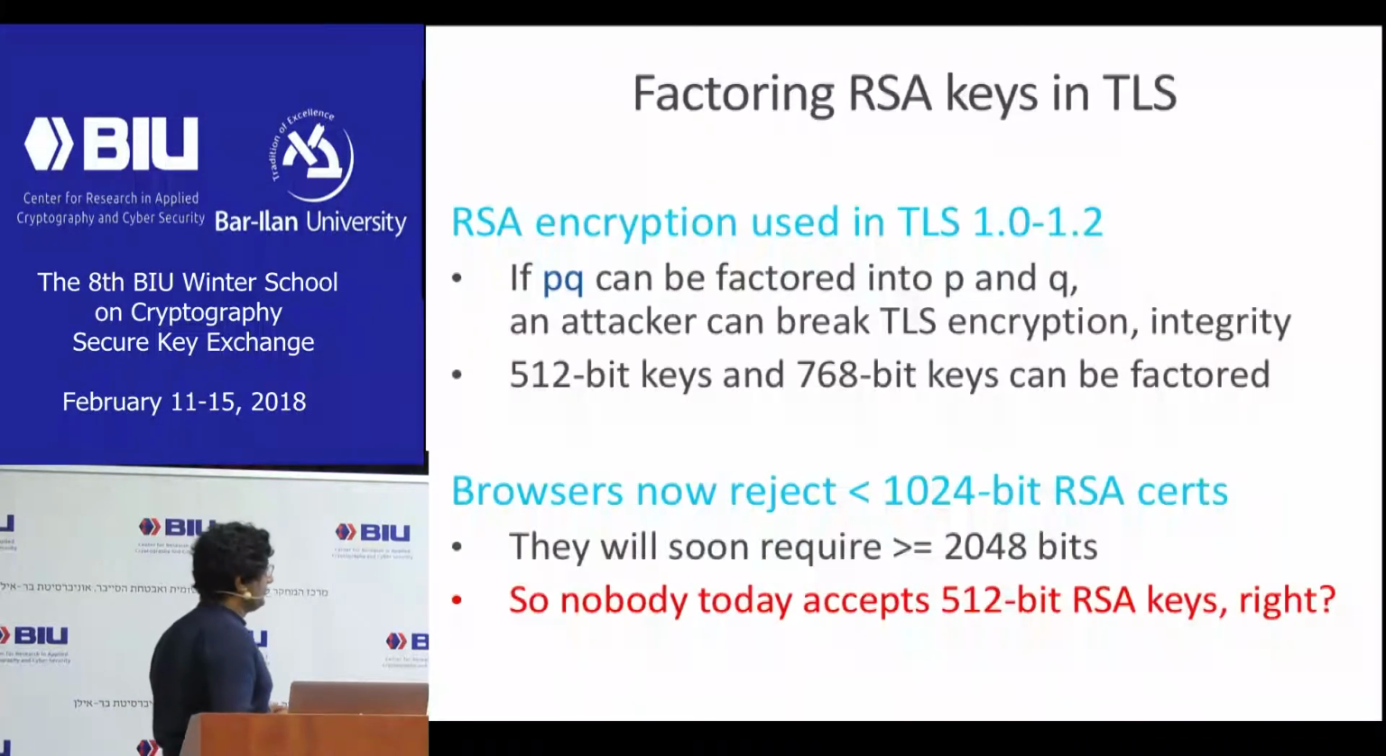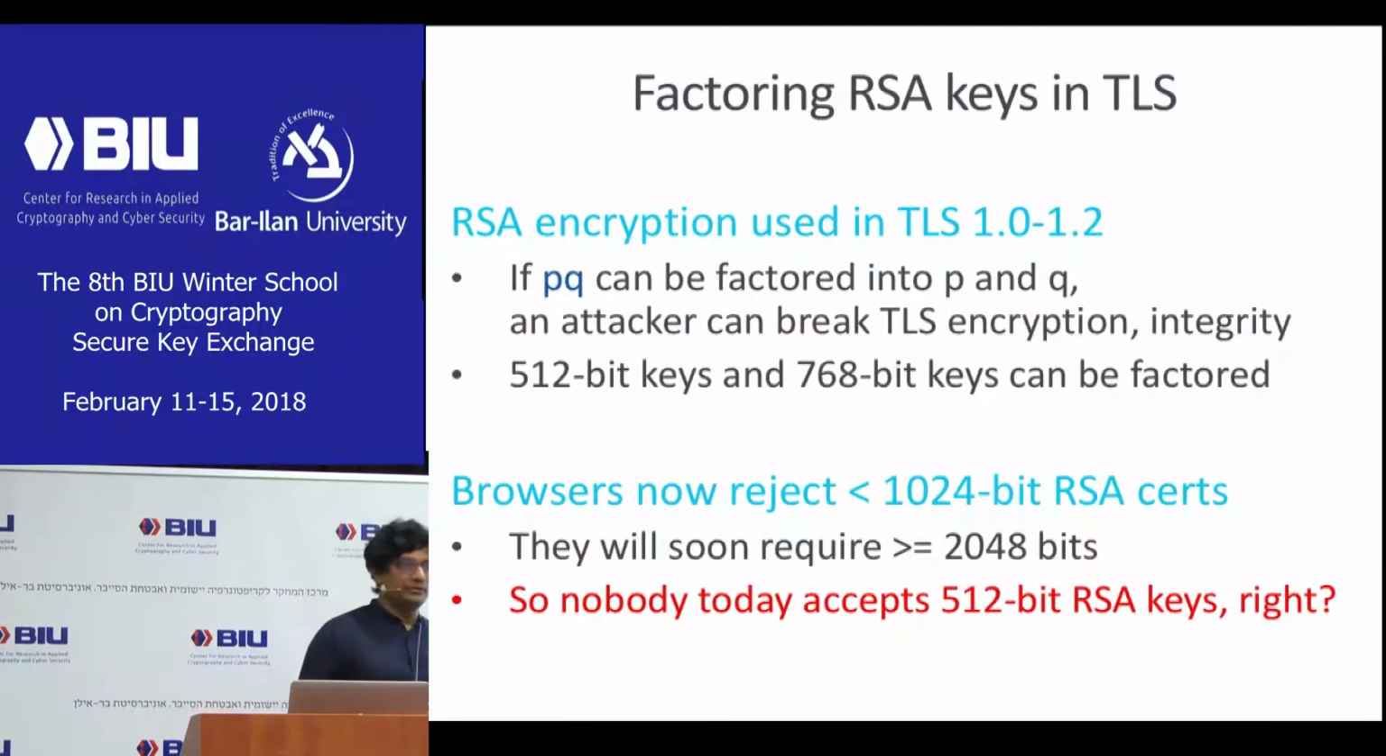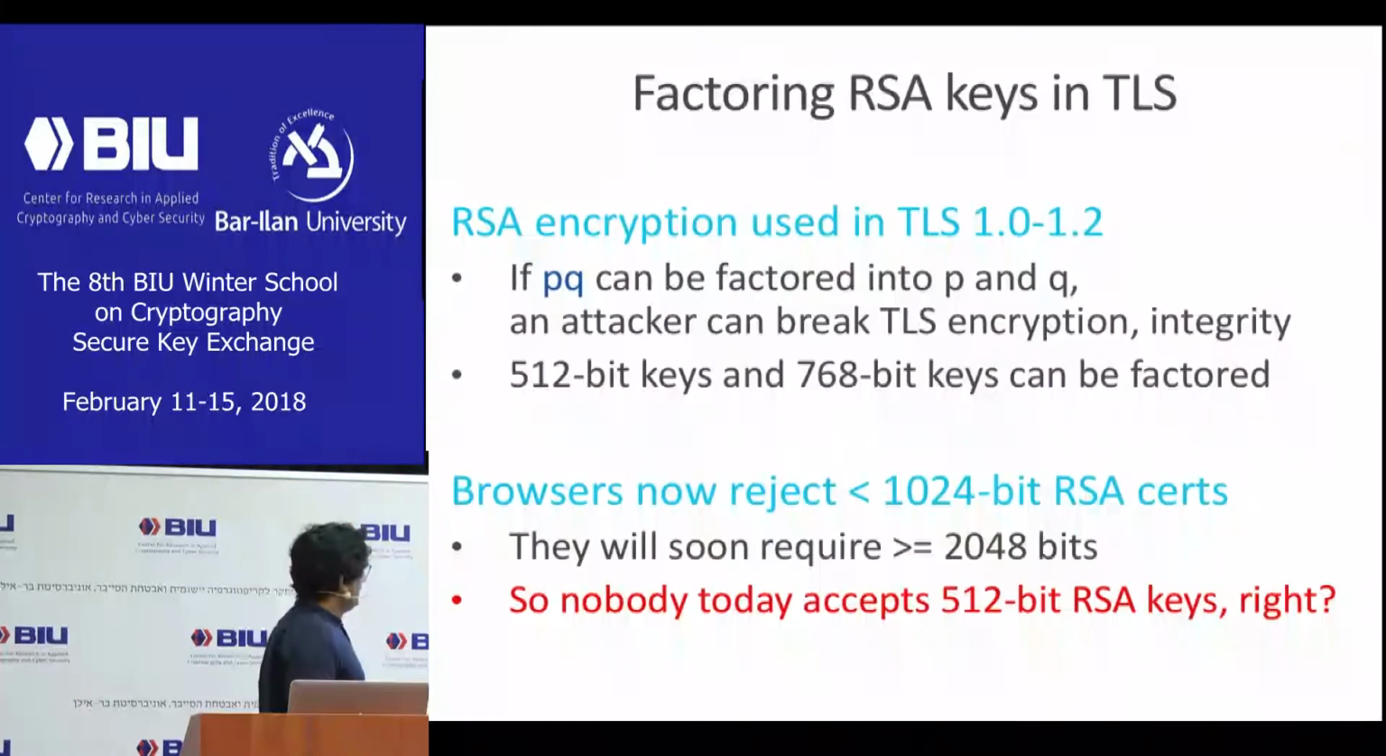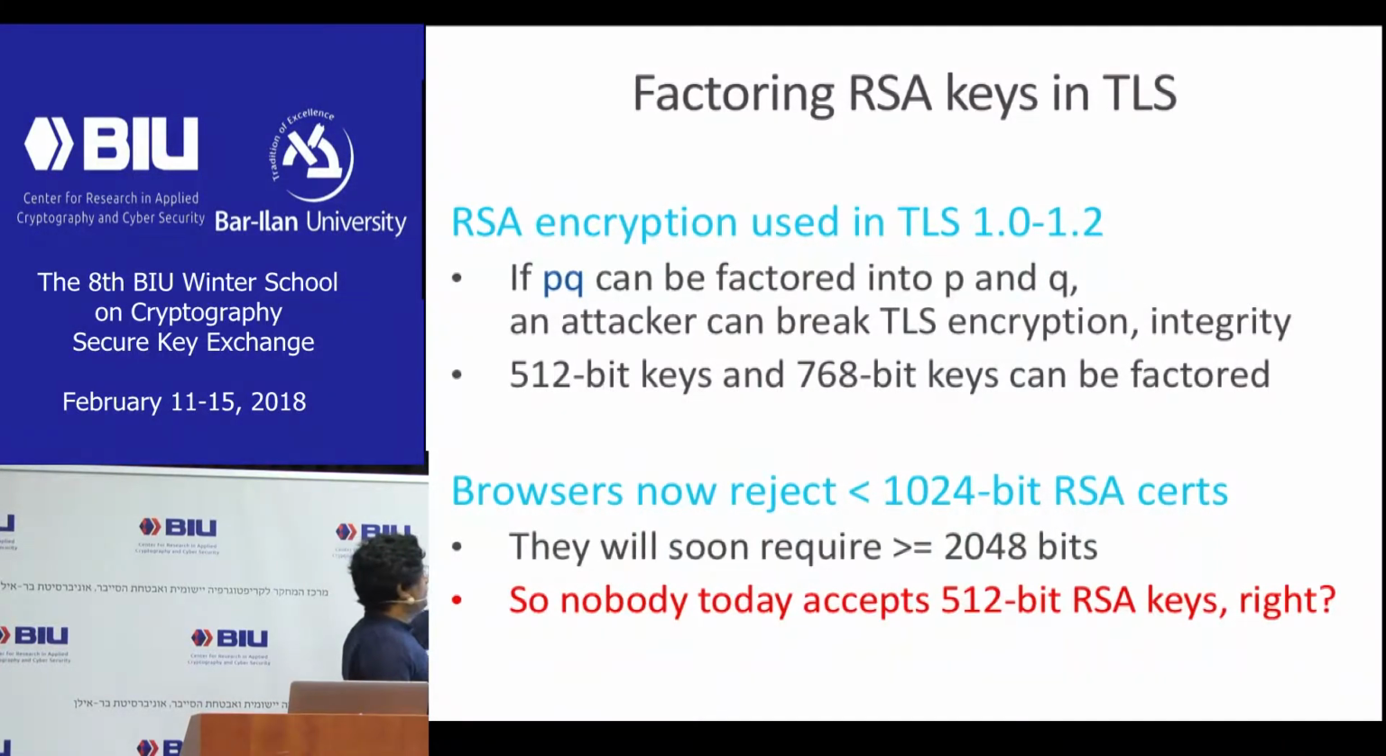Okay, so what if you can factor the RSA keys in TLS? Right, so RSA encryption is used only up to TLS 1.2. TLS 1.3 does not use it. And if PQ can be factored into P and Q, obviously an attacker can immediately figure out what the PMS is, can read past messages, can break into connections, and all of these bad things can happen. And let's just assume, even though 768 hasn't been broken yet, let's just say all keys up to that size can be factored.